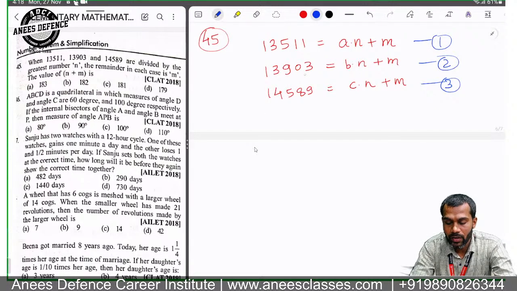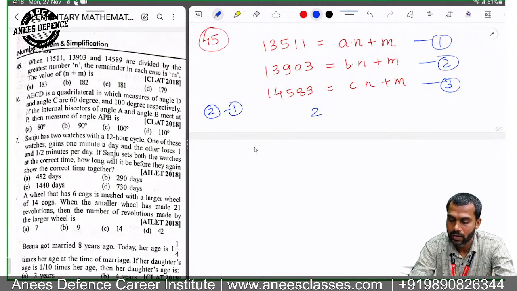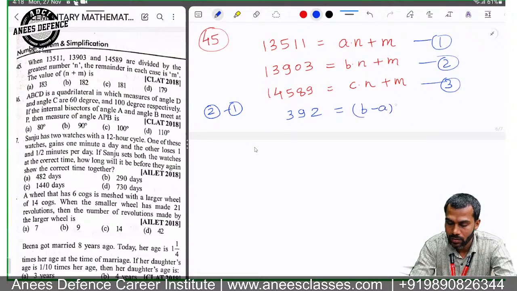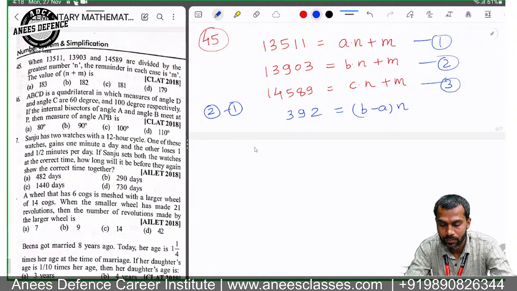See, 13,903 minus 13,511. Tell me. So 2 you'll get here. I'm subtracting 1 from 2, so 2 minus 1. Now 10 minus 1 is 9. And then 9 minus 6 is 3, and that is equal to (b minus a) times n. Is there any problem? Have you understood? Yes or no? 392 you'll get.